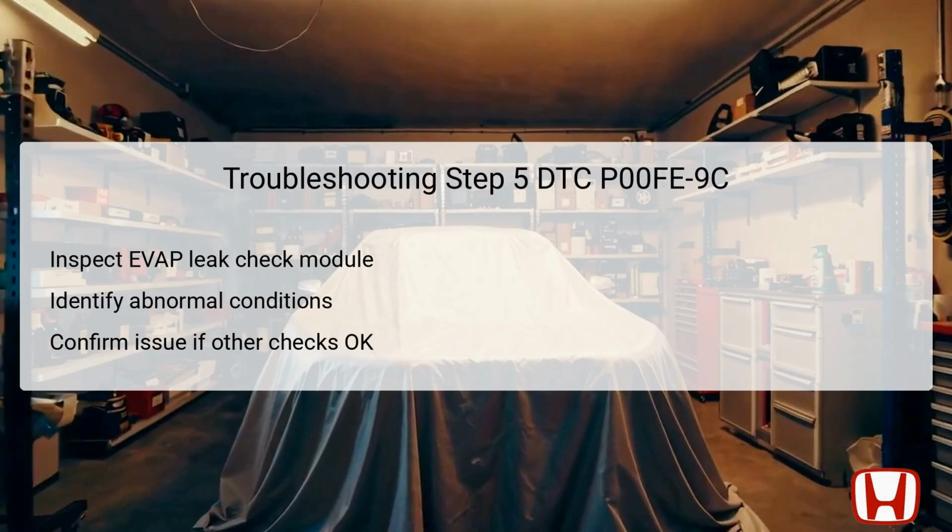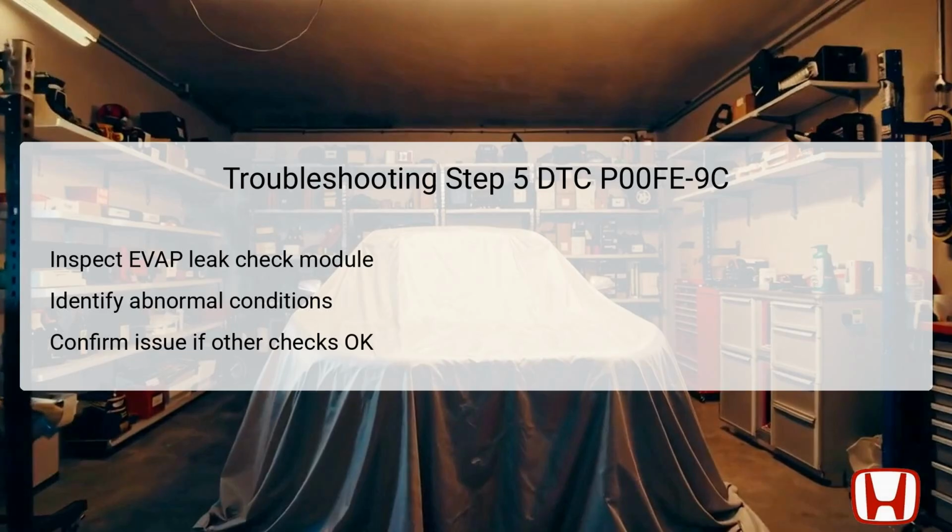The final troubleshooting step focuses on the EVAP leak check module. If all previous checks yielded normal conditions, but the DTC P00FE-9C remains, it is likely that the leak check module is at fault. This module is crucial for assessing leaks in the system. A failure here could lead to the erroneous storage of this DTC.